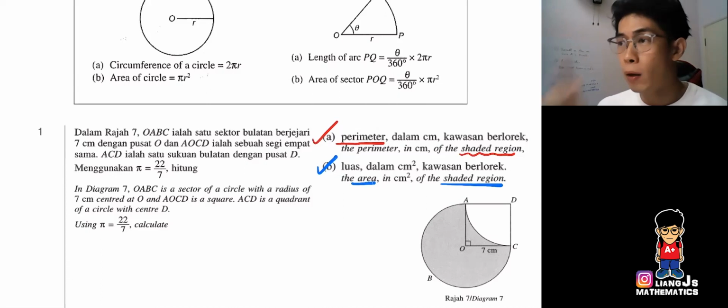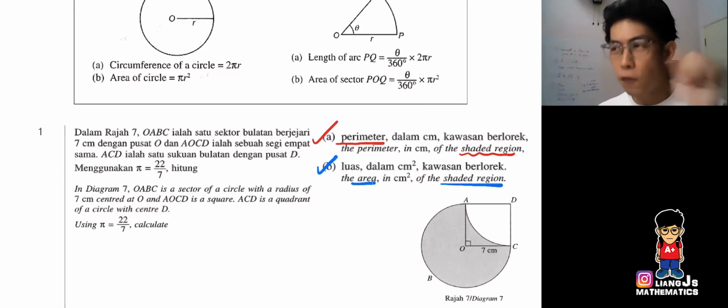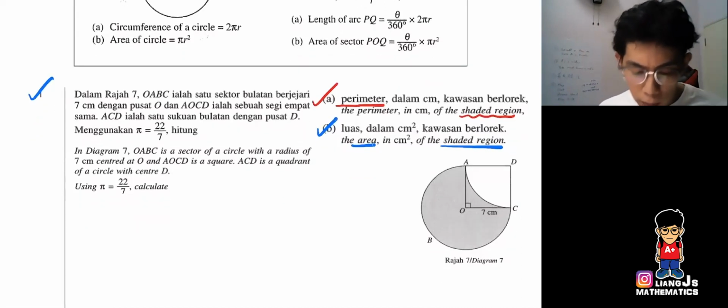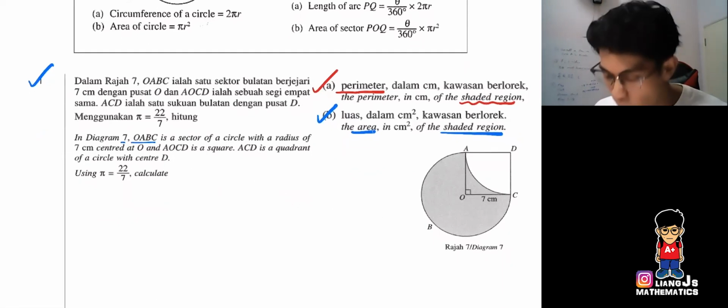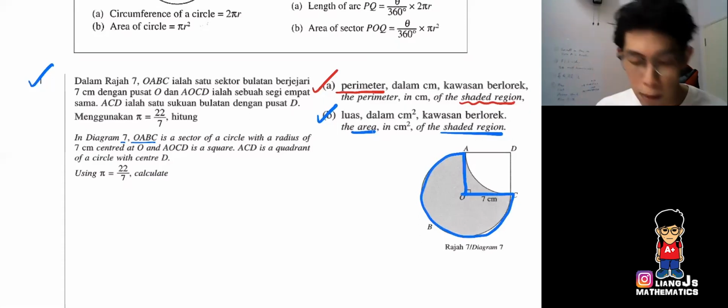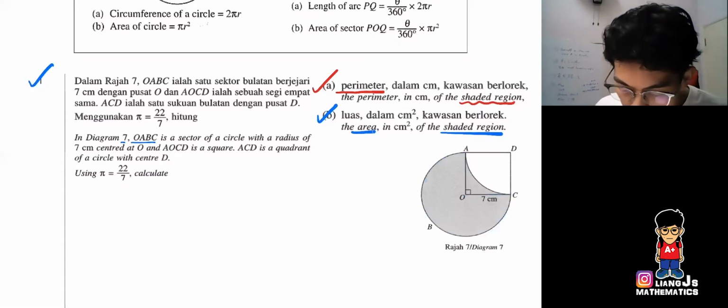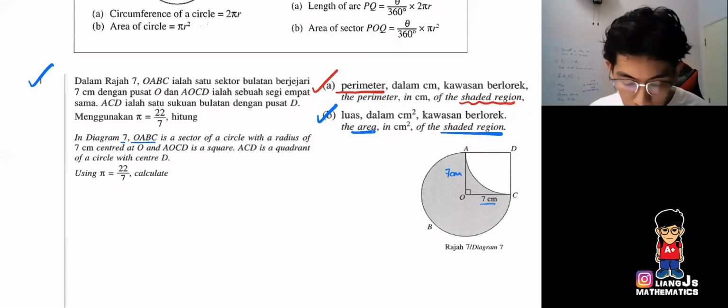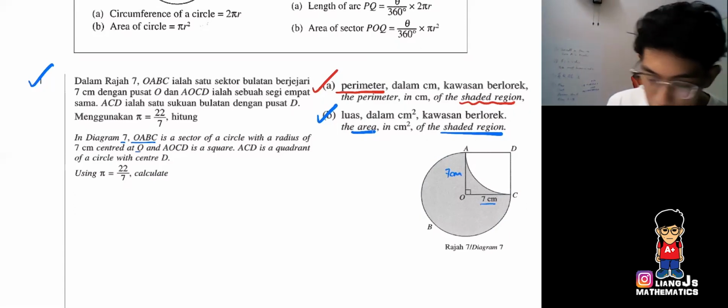Now, question number 1. Remember the two main things: circumference is 2 pi r, area is pi r squared. Circumference is line by line, area is piece by piece. Number 1, Diagram 7, OABC is a sector. So OABC is a Pac-Man, that's a sector. It is a sector of a circle with radius of 7 cm, so it's a very obvious 7 cm. I put another 7 cm over here. Of course, they said it has a center O.